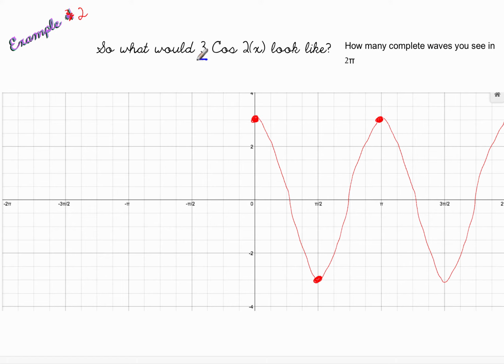This is saying I have to have an amplitude of 3. Yep, 3 high, 3 low. This is saying I need 2 cosine waves in 2 pi. 1, 2. Done. And you can always check yourself on a calculator.